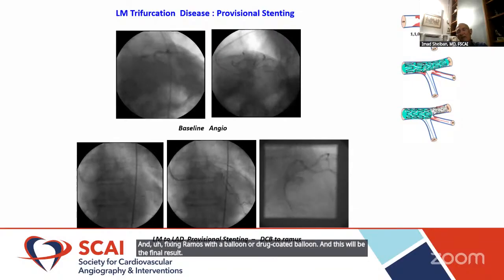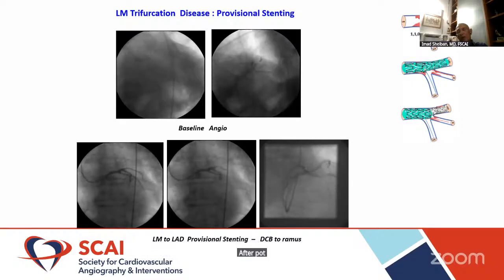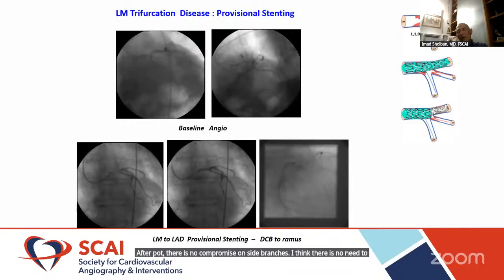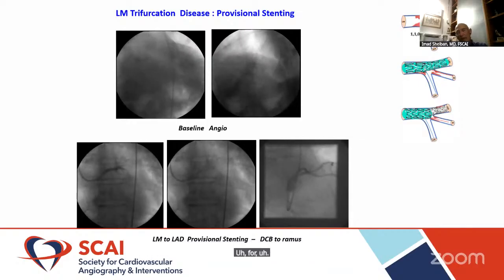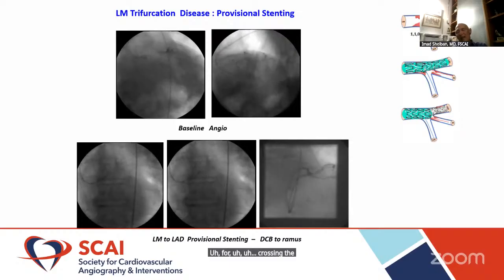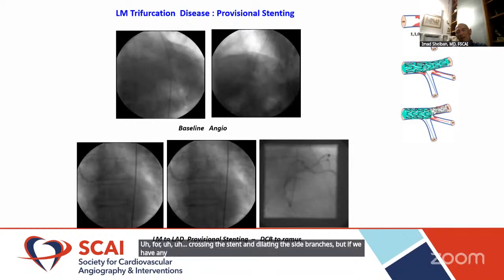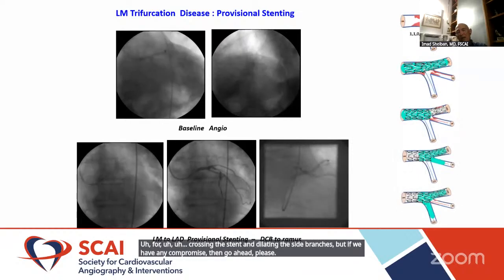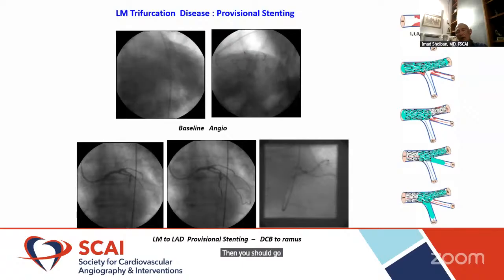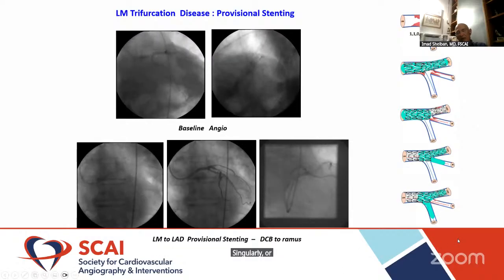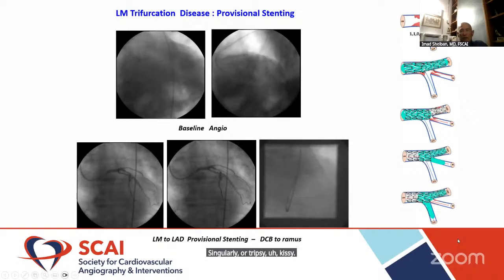If after POT there is no compromise on side branches, I think there is no need to go for crossing the stent and dilating the side branches. But if we have any compromise, then you should go for a kissing balloon to both side branches, or singularly, or tripsy kissing.